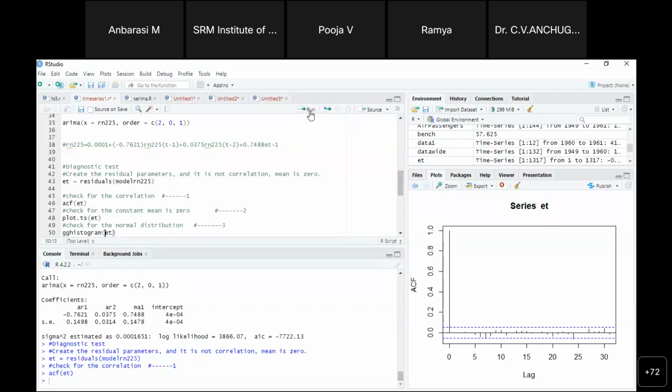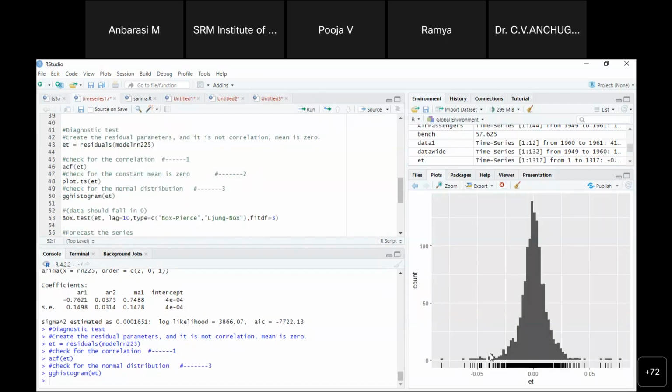And then what you have to do? We have to check for the normal distribution. Once you go for the normal distribution, you should get a bell curve, like this. Based on this, we can say that you have a normal distribution. So what is the use of this bell curve? It means you have a normal distribution. Once all the test cases are passed, then we can go for the box plots test.